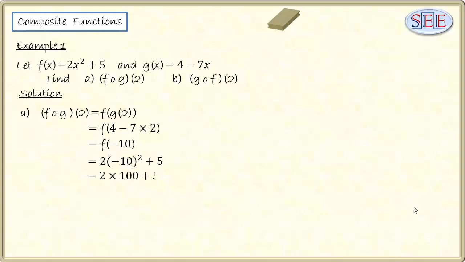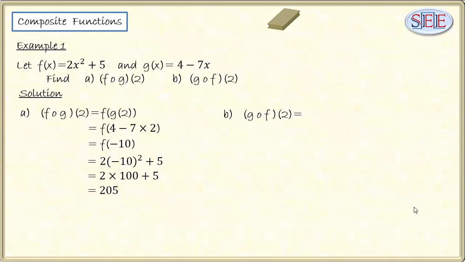So I have 2 multiplied by 100, then plus 5. After multiplying 2 by 100 and adding the result to 5, the final result will now be 205. So this 205 is the image of 2 under the composite function f of g. I can now move to answer question number B.